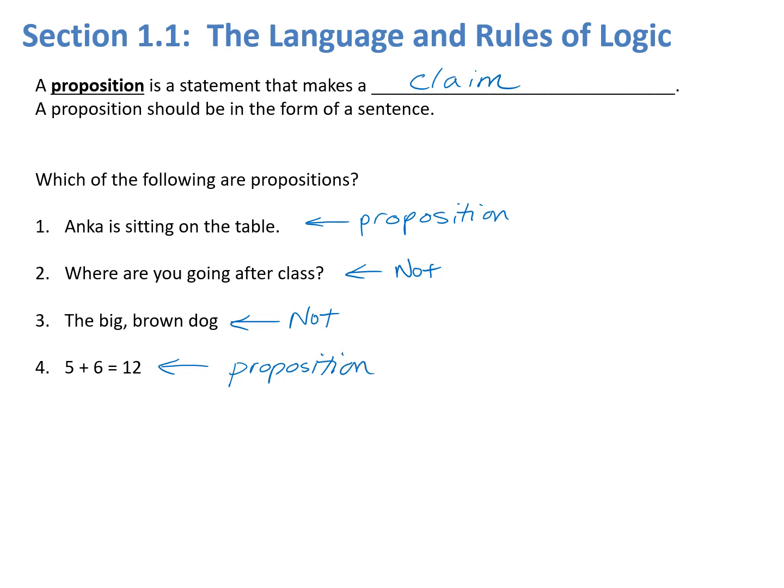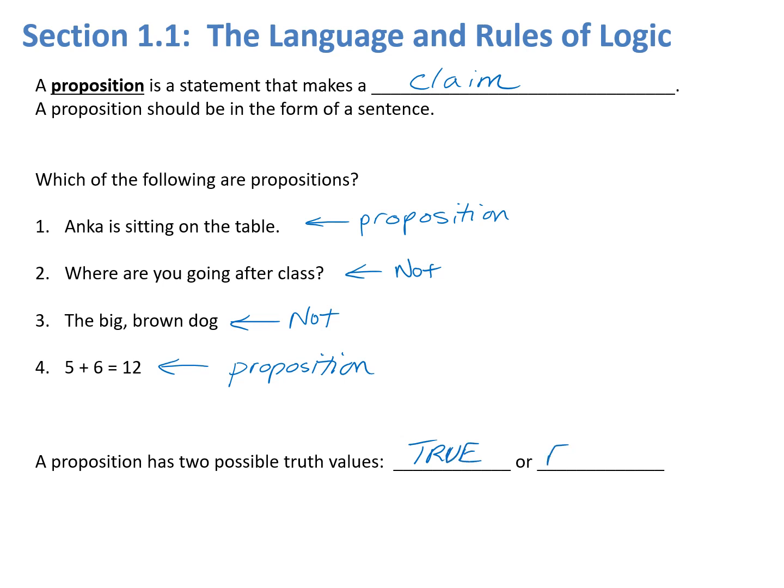Now, propositions, because they're making a claim, can have two possible truth values. When I say truth value, I just mean they can be true or they can be false. And what we're going to do in this section is look at propositions and rules for when propositions are true or false.